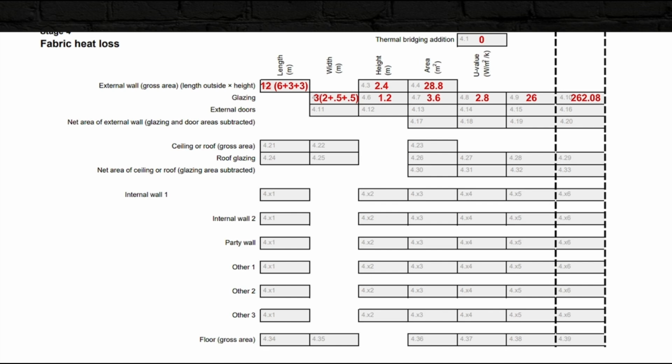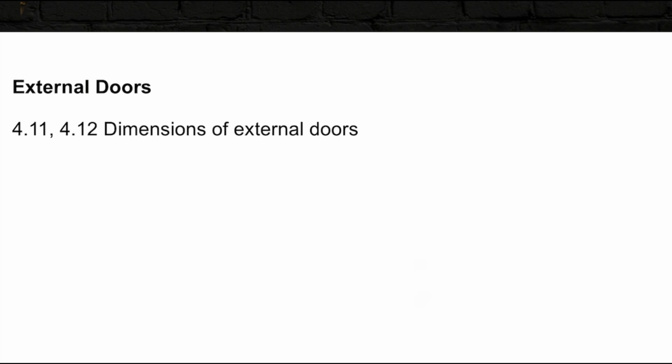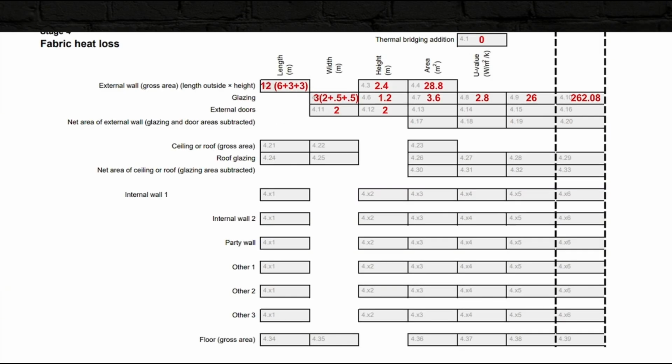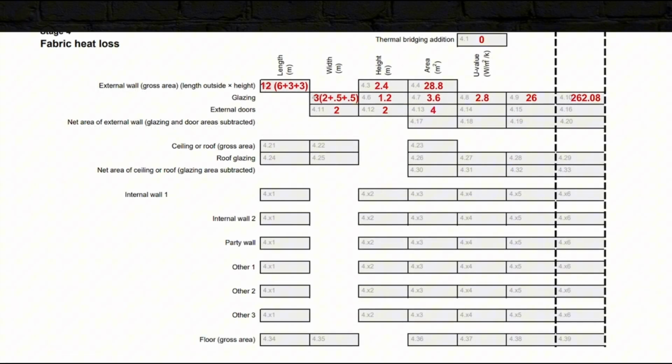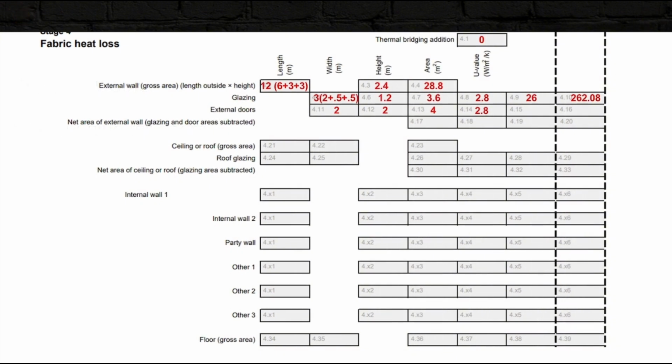We've then got our external doors. Now, if you remember from the case study, we've got a set of French doors that had dimensions of 2 meters by 2 meters. If we multiply those together to get the area of our French doors in box 4.13, that gives us a square meterage of 4 meters. Now, the U value, if you can remember from the picture of our property, the external doors were PVC double glazed also, so the U value will be exactly the same as the windows, 2.8.